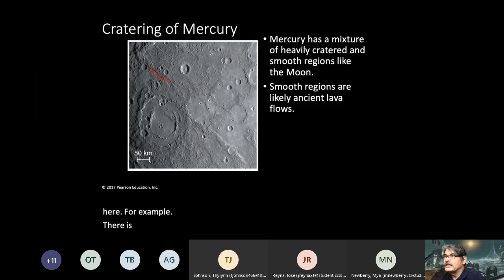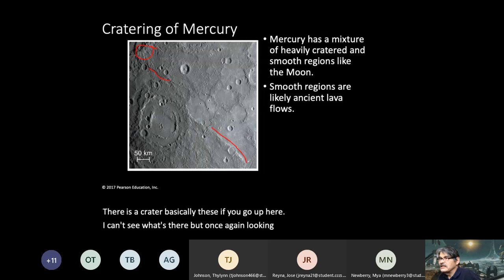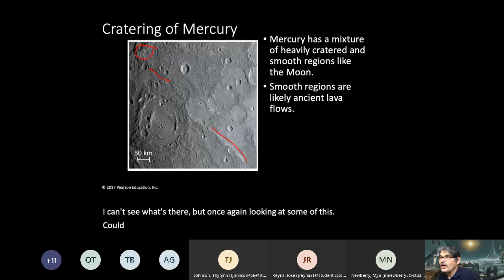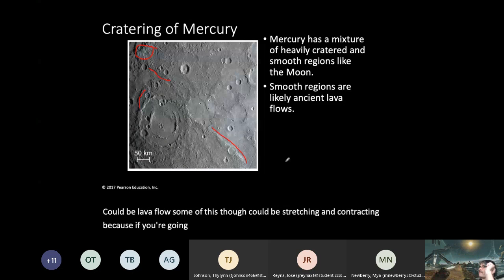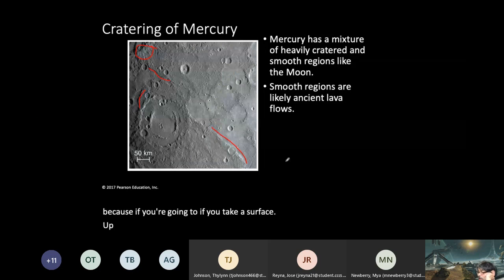There is a crater, basically these, if you go up here, I can't see what's there. But once again, looking at some of this, could be lava flow. Some of this, though, could be stretching and contracting. Because if you take a surface, the crust is very low density, but it's very malleable.